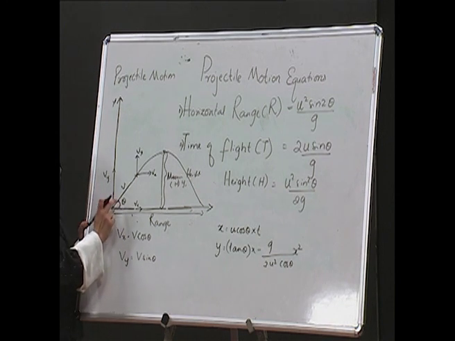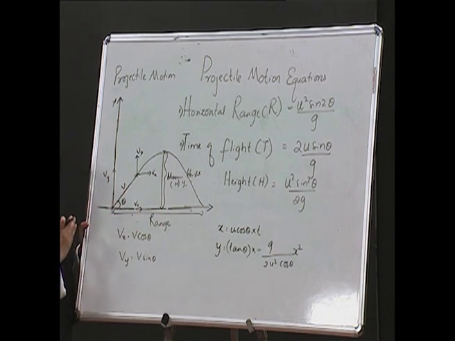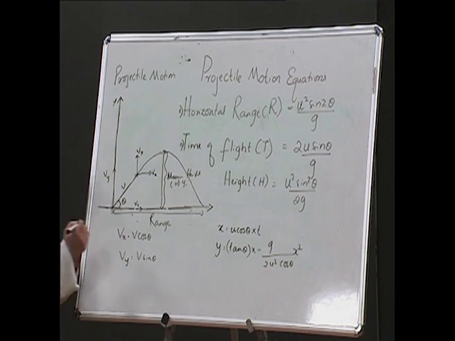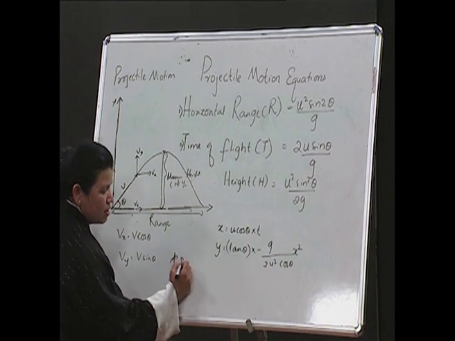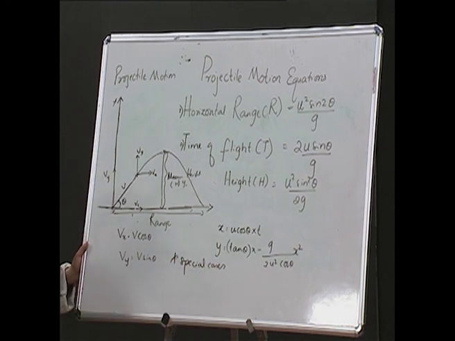So, for which angle will the distance travelled be maximum by the projectile? Suppose I want to kick a ball and I want to hit the target. So, at what angle do I need to kick the ball? So, in case of special cases here, you need to remember 2 conditions here.